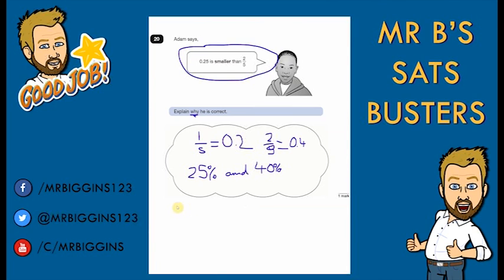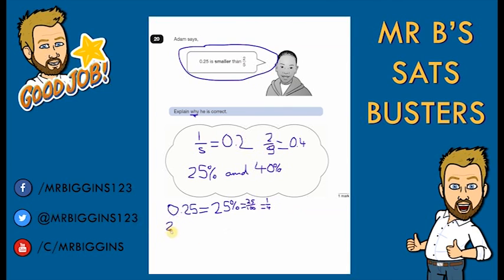So if you want to say 0.25, you convert that into a percentage, you know it's 25%. And even if you didn't know 25% is a quarter, you know it's 25 over 100, which equals a quarter. Again, we should know that 25% is the same as a quarter. And again, you could use that for your answer and say a quarter is smaller than 2/5.